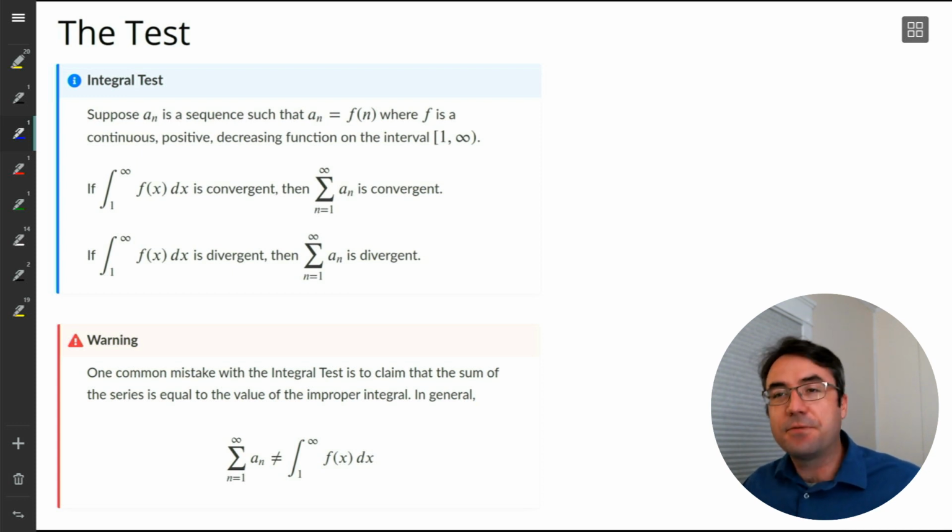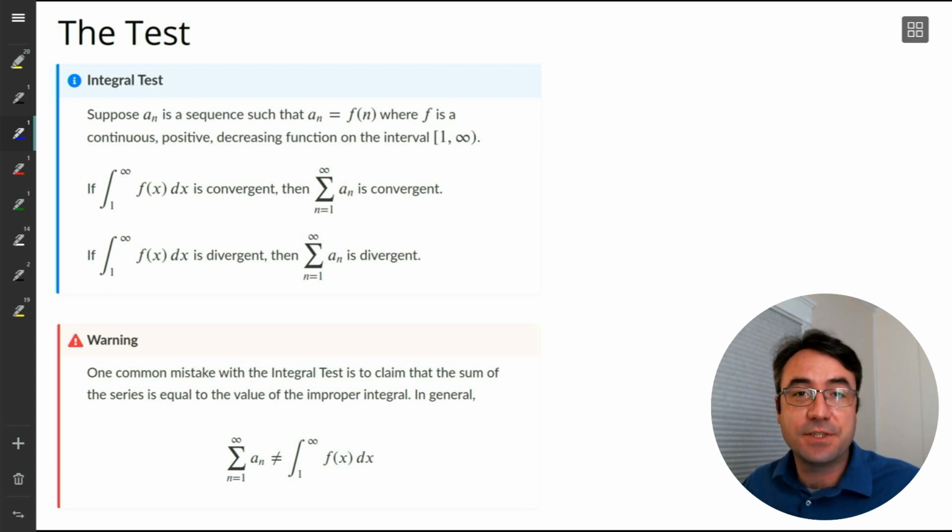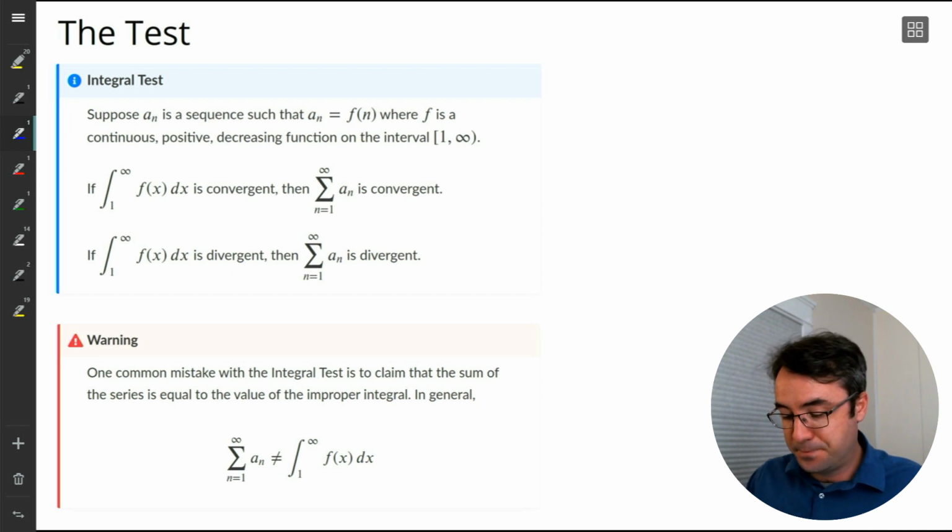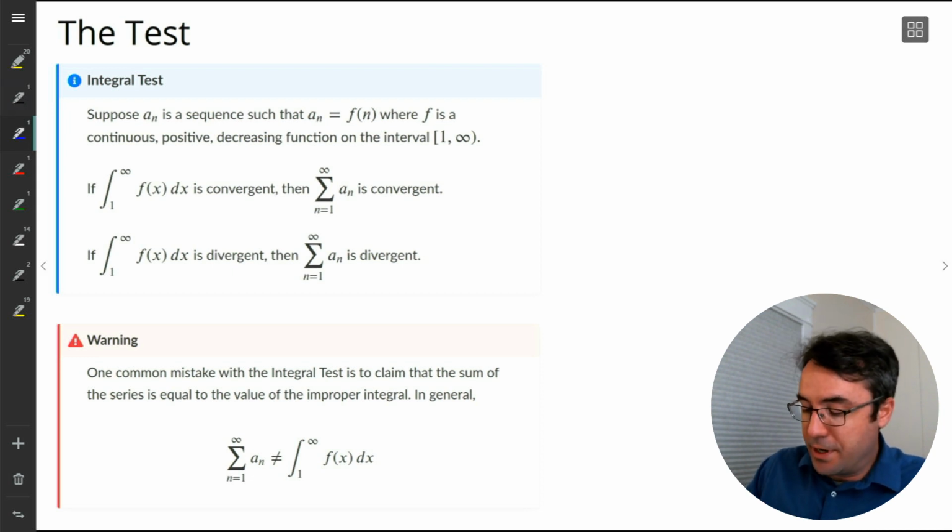Now, one thing to be careful of is that this integral test can be used to show both convergence and divergence, but it doesn't actually tell us what the sum is for our series. So just a little warning here.